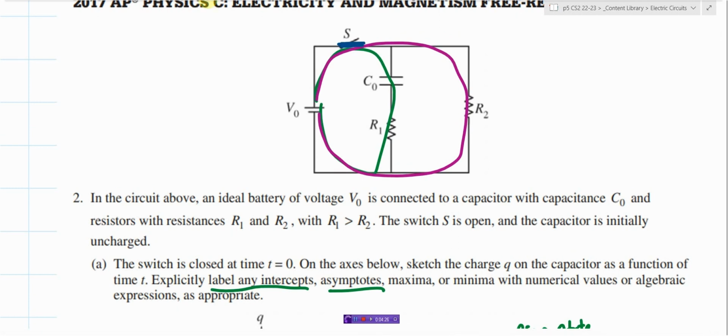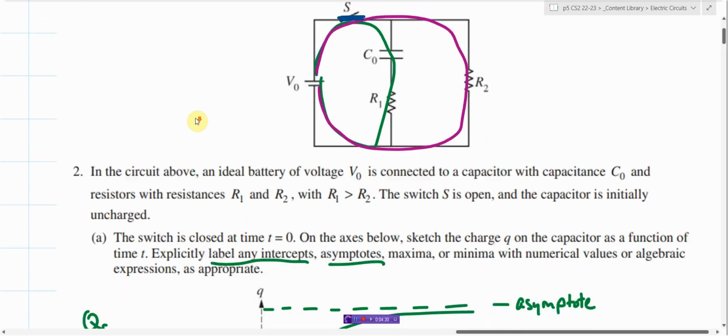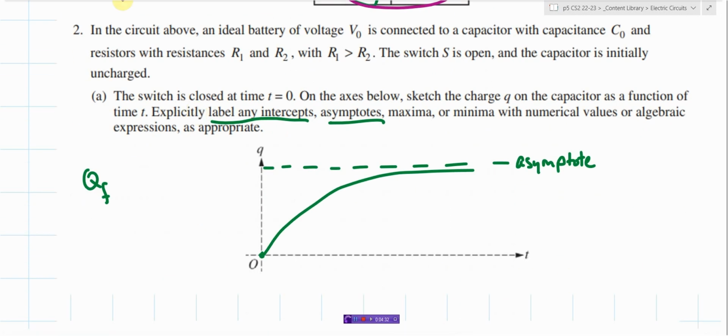For example, I know the capacitance of the capacitor is C0. I know that. And I know in general capacitance is charge over delta V. So I should be able to do this. I should be able to say the capacitance C0 is equal to, at the end, when it's fully charged, the final charge on the plates divided by the final potential difference across the plates.